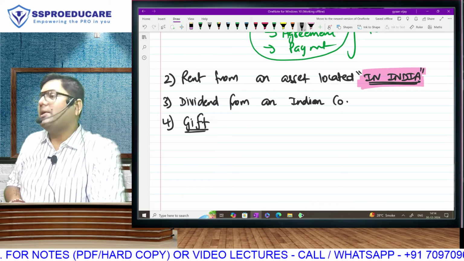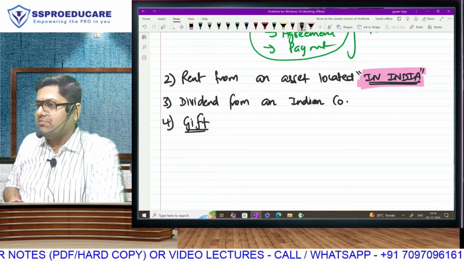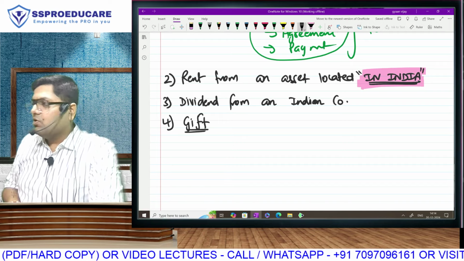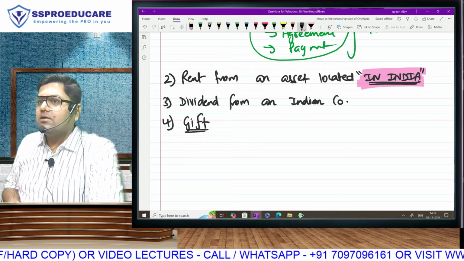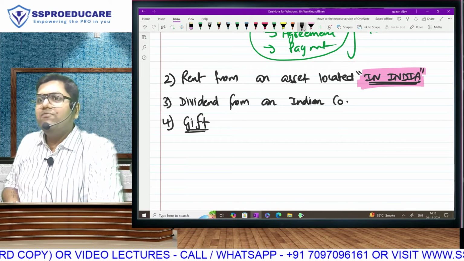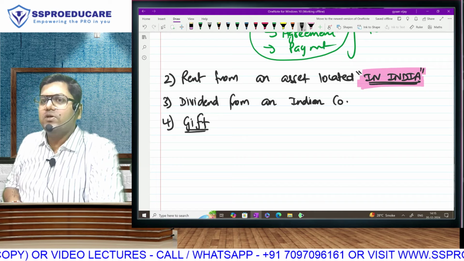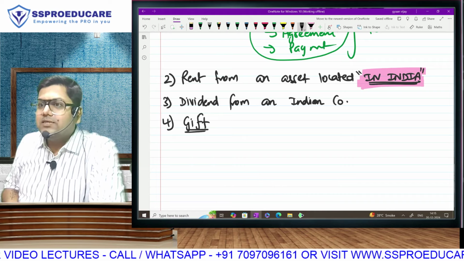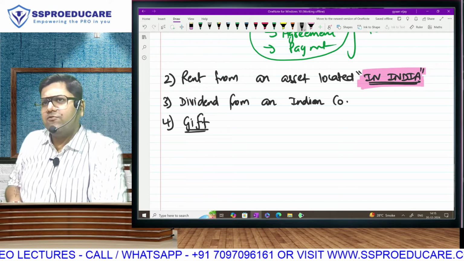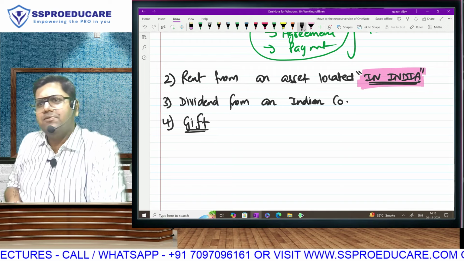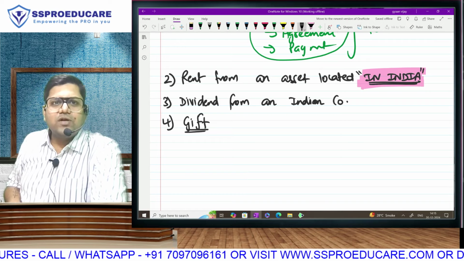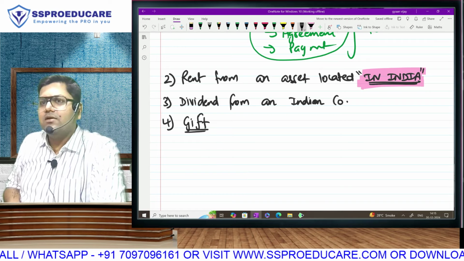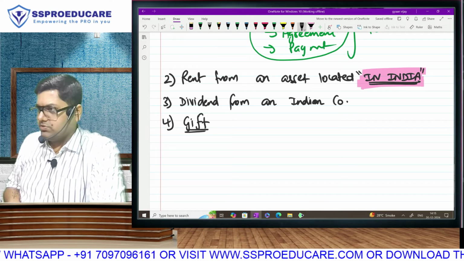Sir, why? Sir, if your employer is giving you gift, then only it can be salary. Anybody who is not your employer, it can't be salary. Obviously, it is not rent, so it can't be house property. Obviously, it is not profit on sale of assets, so it can't be capital gains. And you can't say, sir, what is my business? Sir, I take gift from people, then I don't give it back. That is my business. Gift also cannot be your business. So, gift will always be classified under income from other sources. Is that clear?